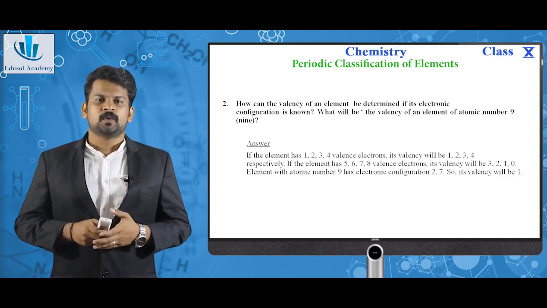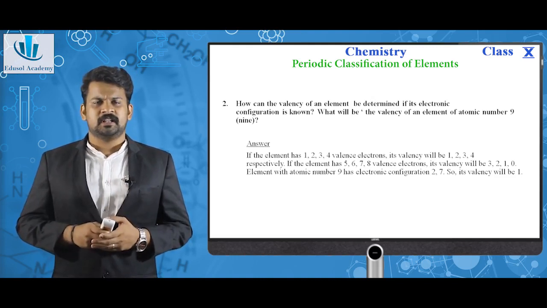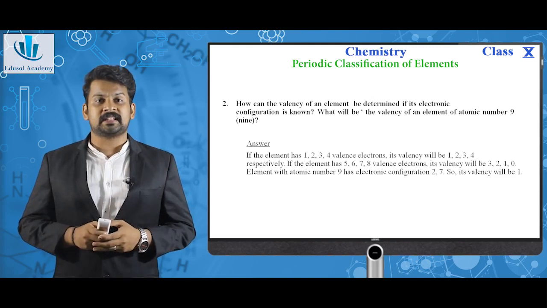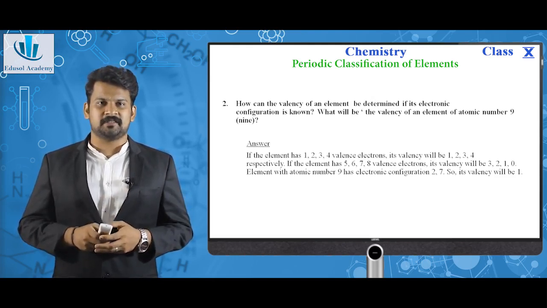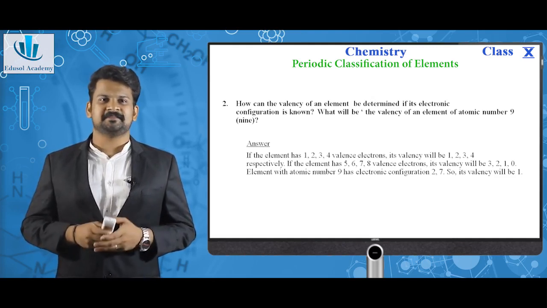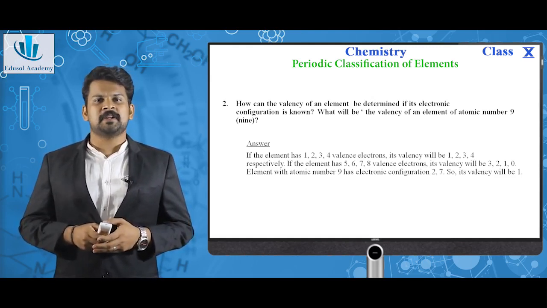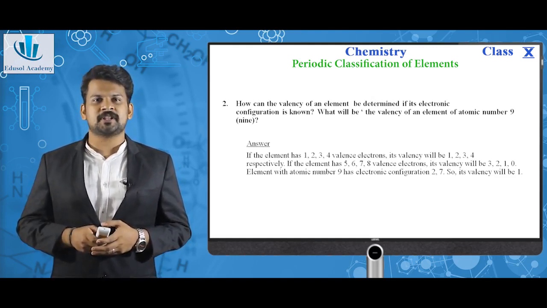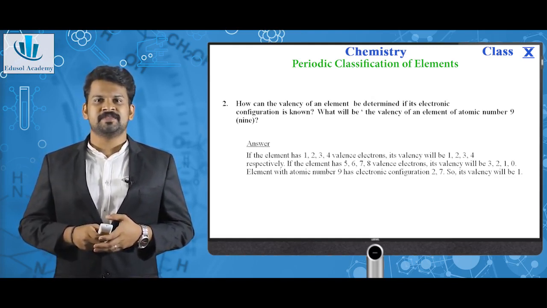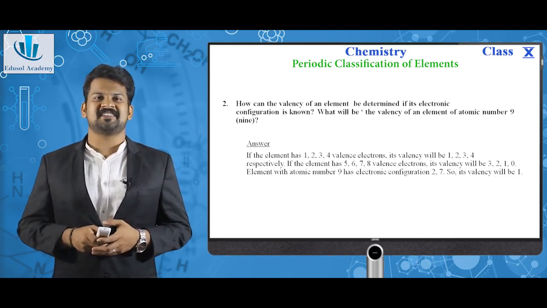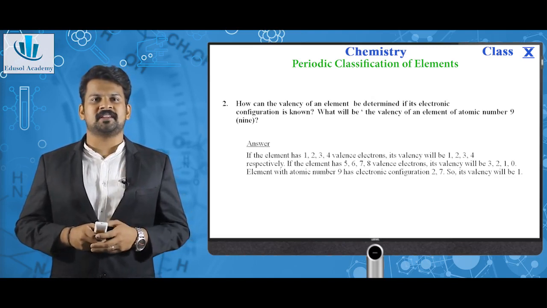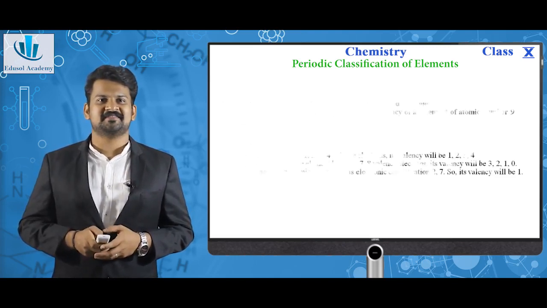Which means, let's take an example. In the case of nitrogen, nitrogen has 5 valence electrons. It needs 3 more electrons to fulfill the noble gas configuration. So, its valency is 3. The element with atomic number 9 has electronic configuration 2, 7: 2 in the first shell, 7 in the second shell. So, its valency will be 1, because this element needs 1 more electron to complete the noble gas configuration.